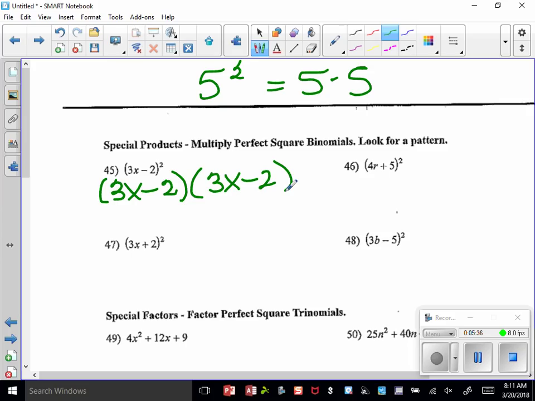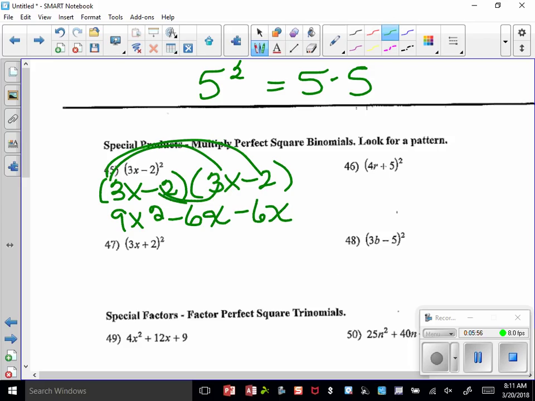Okay? So it actually ends up being a trinomial when you FOIL this out, or when you distribute it out. 3x times 3x is 9x squared. 3x times negative 2 is negative 6x. Same thing for the middle, negative 6x. Negative 2 times negative 2 is a positive 4. So your final answer is 9x squared minus 12x plus 4. So that's the most common mistake that students make: I see that squared, I'm just going to square both numbers and be done.